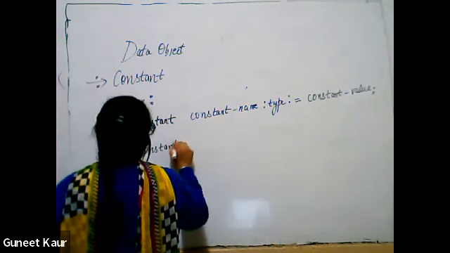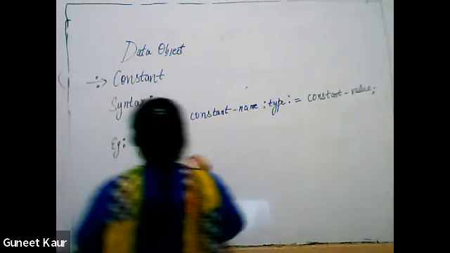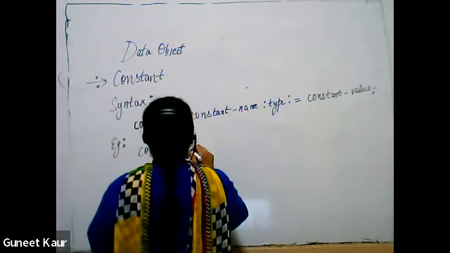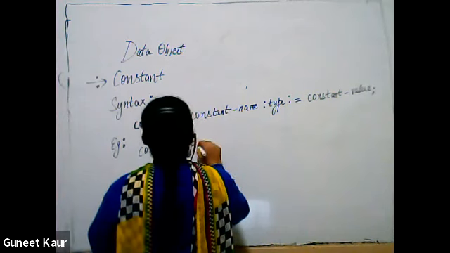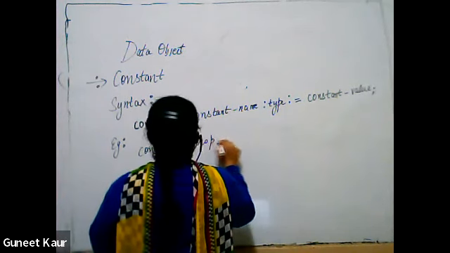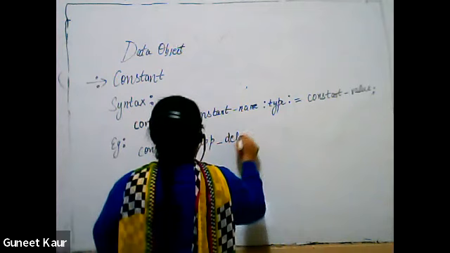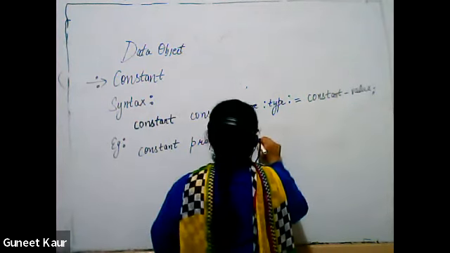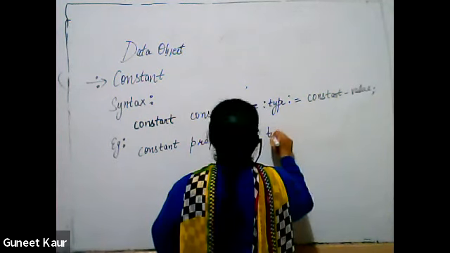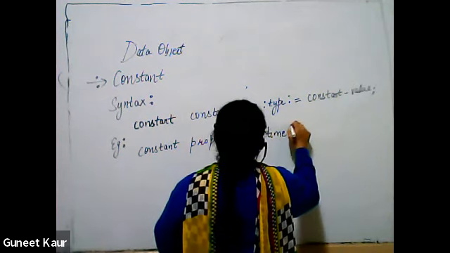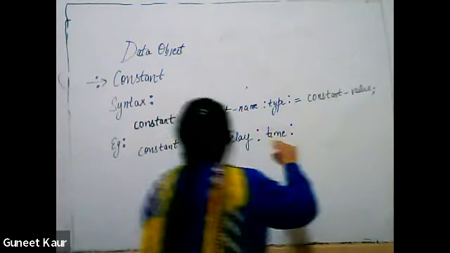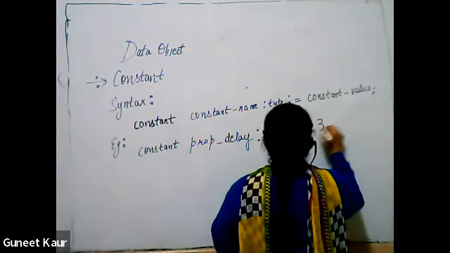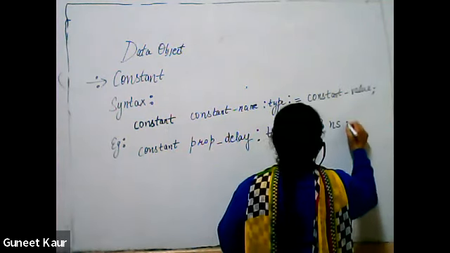This should be bold. Constant name I am taking as prop_delay, colon, that is of your time type, is equal to 3 nanosecond, semicolon.